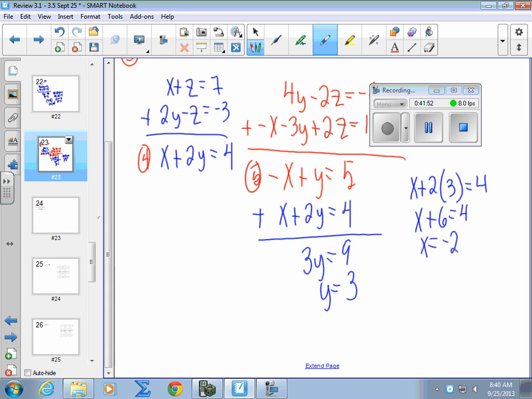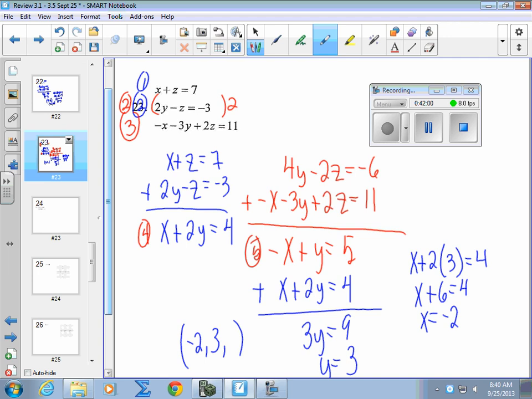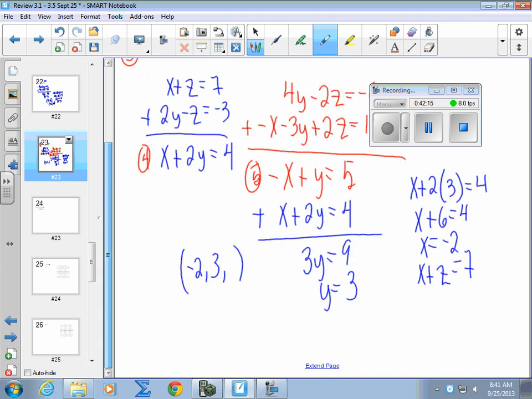So we have x is equal to negative 2, y is equal to 3, and we need to find z. So to find z, I would probably plug x into the top equation. So if we plug it into the top equation, we have x plus z is equal to 7. So we'll plug negative 2 in, and we get that z is equal to 9. Did y'all get negative 2, 3, and 9 for your answer?